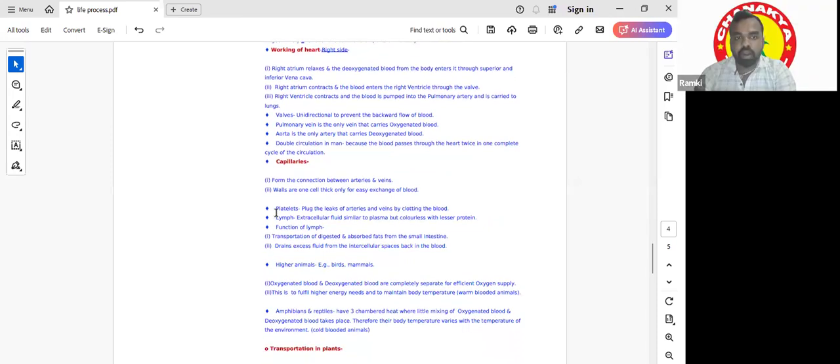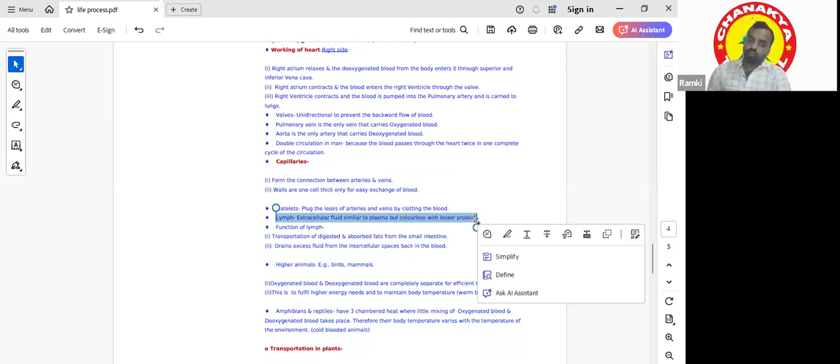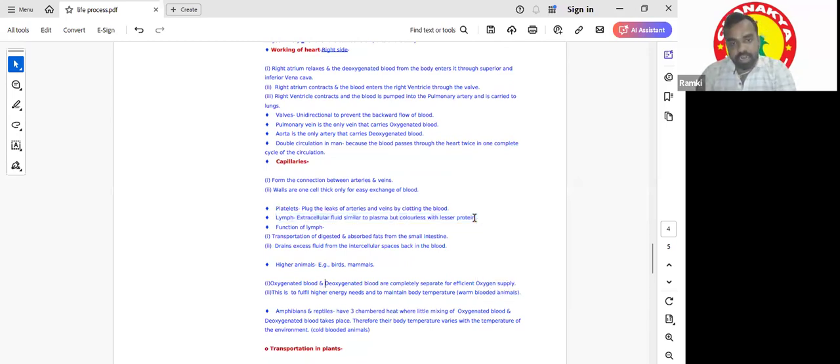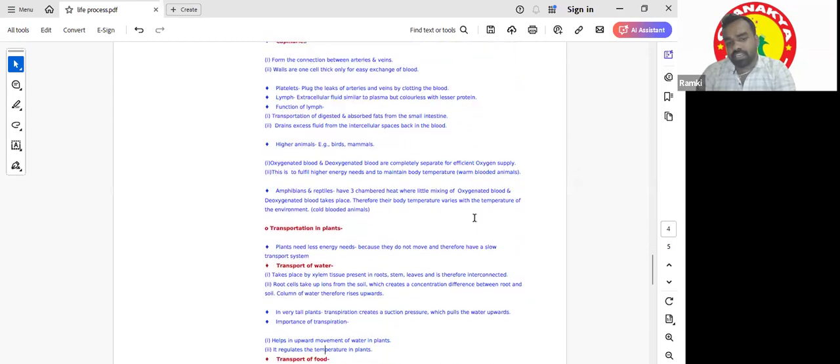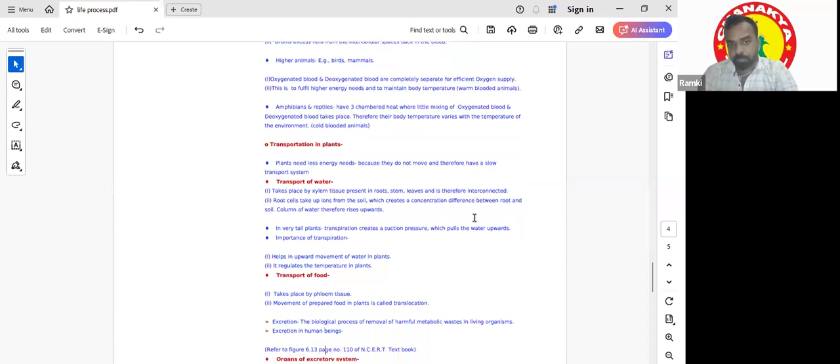What is the lymphatic system? The lymphatic system is a colorless fluid which is responsible for giving immune power in our body, and it produces lymphocytes. Okay, the next topic is transportation in plants. What are the transport structures present in plants? There are two structures, called xylem and phloem.